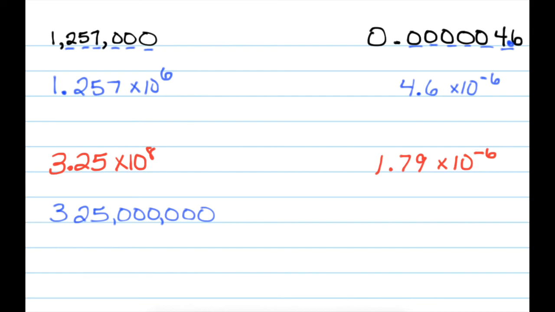And the last one, I've got to move my decimal point 6 spaces to the left. So I have my 179. That 1 was 1 space moved. Then I got 1, 2, 3, 4, 5 more spaces moved for a total of 6 spaces. So there's my answers. That's how I convert numbers to scientific notation or from scientific notation to standard.